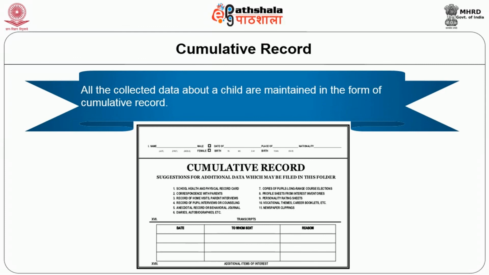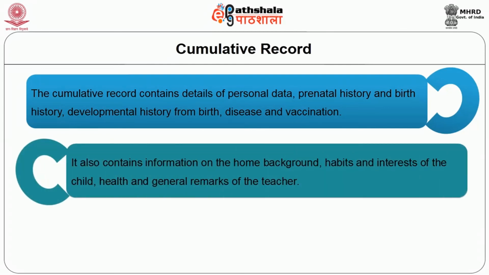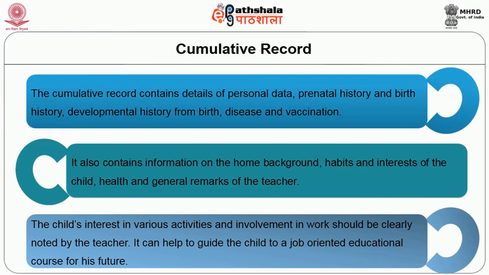All the collected data about a child are maintained in the form of cumulative records. The cumulative record contains details of personal data, prenatal history and birth history, developmental history from birth, disease and vaccination. It also contains information on the home background, habits and interests of the child, health and general remarks of the teacher. The child's interest in various activities and involvement in work should be clearly noted by the teacher. It can help to guide the child to a job-oriented educational course for his future.